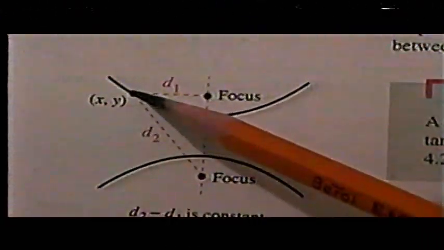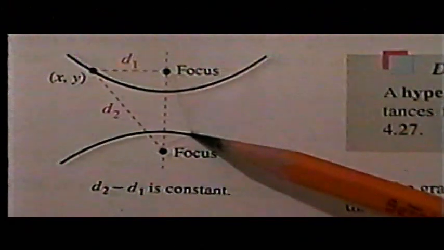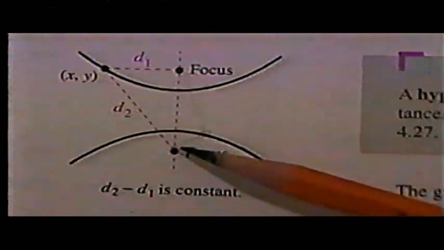You have the two fixed points. Here's the one focus and there's the other focus. Those are the two fixed points. And these two distances, the distance from a point on the hyperbola to one fixed point, and the distance from that same point to the other fixed point, the difference between those distances is a constant. So if I pick any point over here, measure this distance and that distance, and then subtract those two, d2 minus d1, I would get the same number that I got here when I had d2 minus d1.